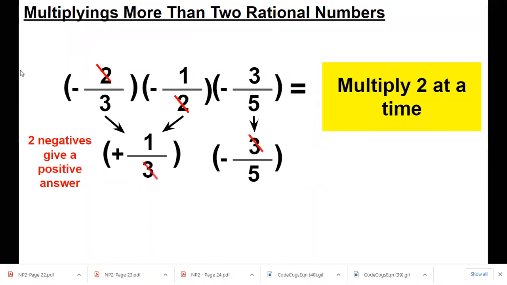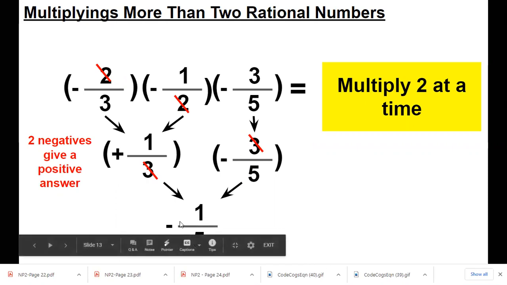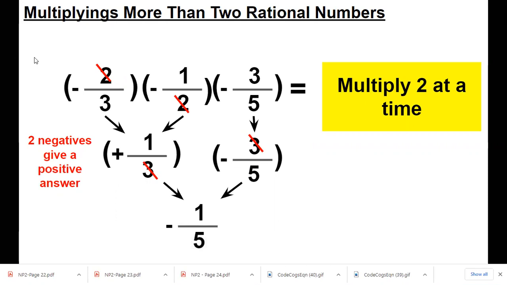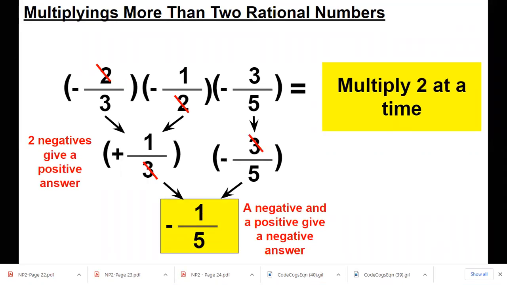The 3's cross off, they would become 1s or basically not be there anymore. We're left with 1 times 1, or 1 on top, and 1 times 5 on the bottom, or 1/5. And because we have a positive and a negative, our answer will be -1/5. So that is our answer, -1/5. A negative and a positive give a negative answer. We just talked about that, and there is our answer.